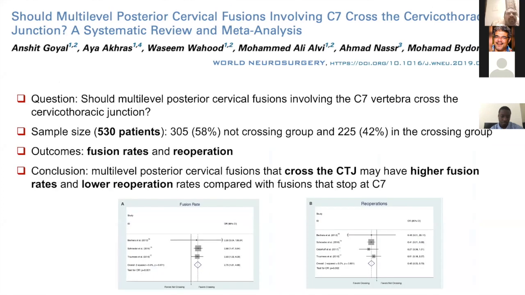The authors focused on hard outcomes, such as fusion rates and reoperation, because the information can easily be retrieved retrospectively from the database. And the sample size is around 530 patients. So the conclusion was that crossing the cervical-thoracic junction may have higher fusion rates and lower reoperation rates. And that was a systematic review in 2019.